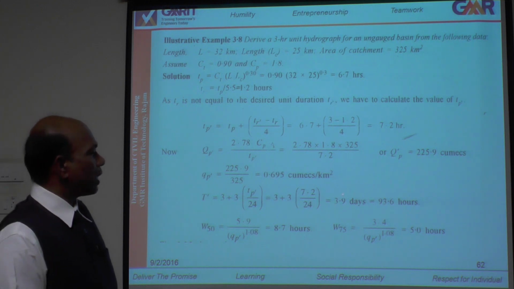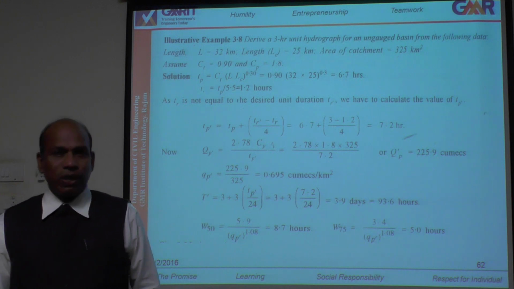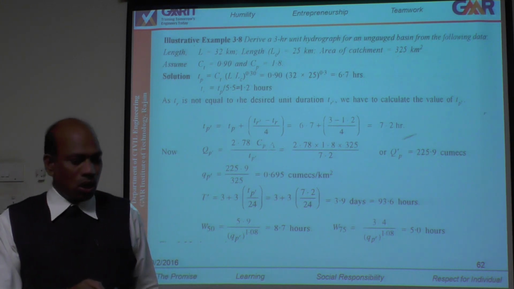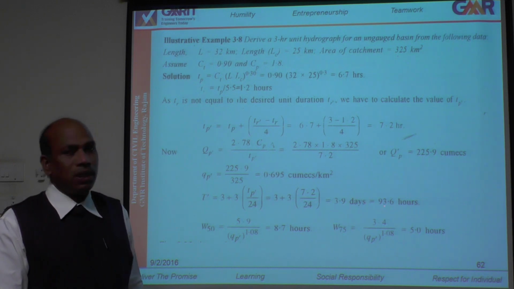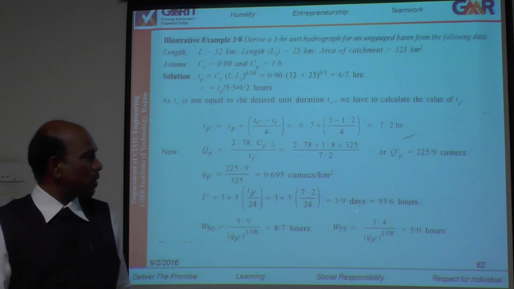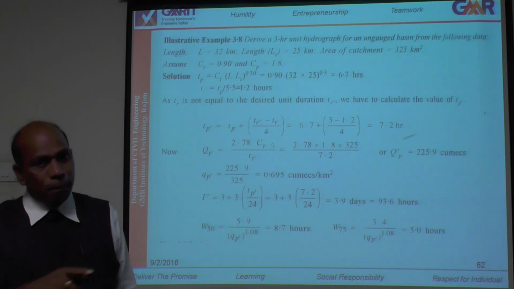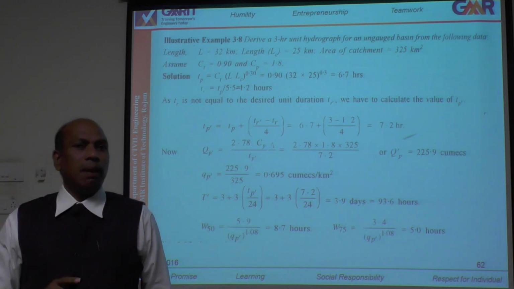Finally 3.9 days. That is the discharge flowing on a particular river for that rainfall. 3.9 days should be converted into hours because we all put it in hours. So 3.9 days equal to 93.6 hours. This is the base. We know the base, we know the peak discharge, and we know the basin lag.